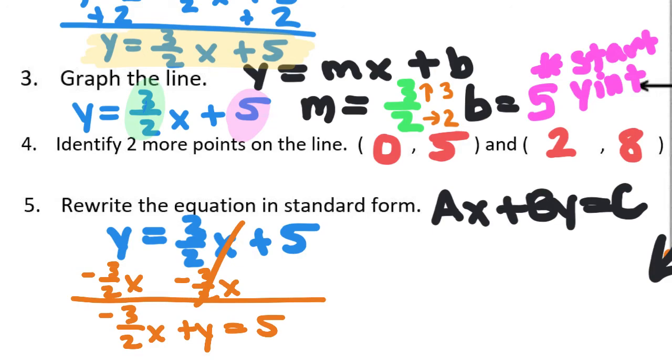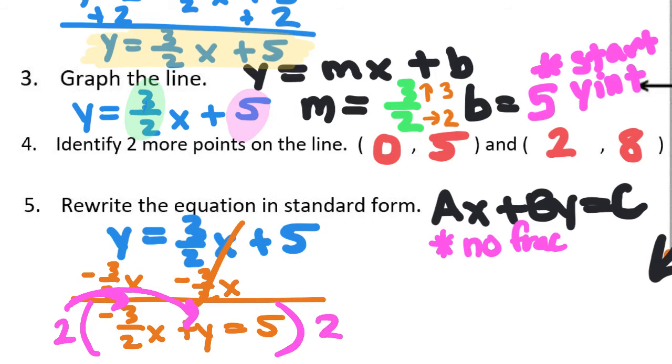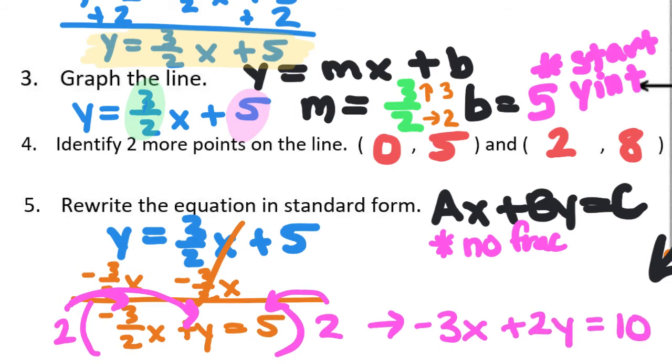And then the last thing you need to do is get rid of the fraction, because remember, part of this is that you can't have any fractions. Okay, so in order to do that, I multiply everything by 2. So if I distribute this 2 to everything, it's going to become negative 3x plus 2y is equal to 10.